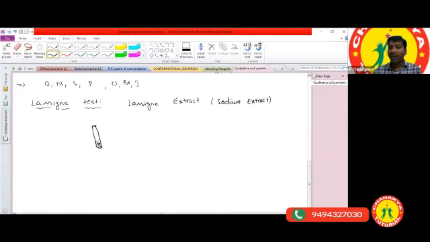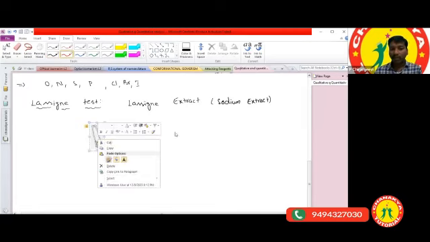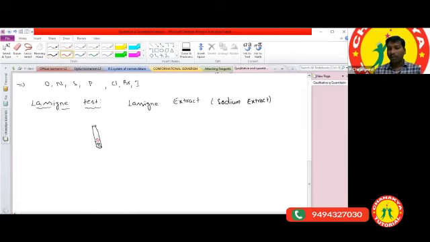After taking some of the organic compound, we place some sodium metal in it. Sodium metal is highly explosive with water, so the sodium metal we add here is dried sodium metal.